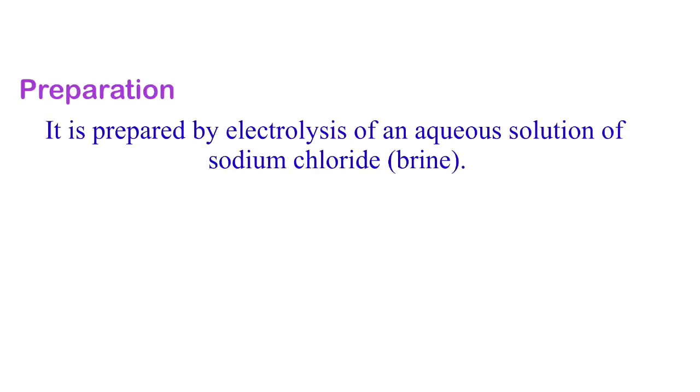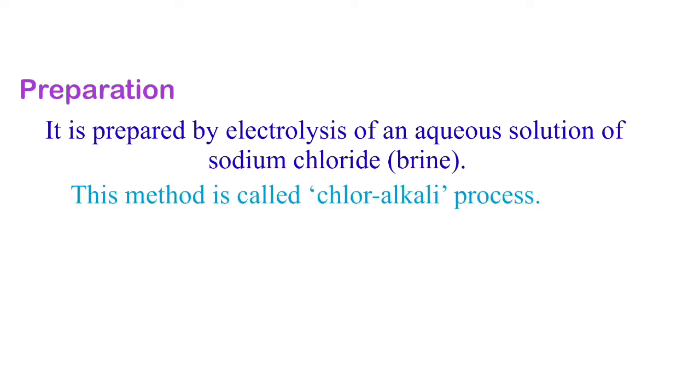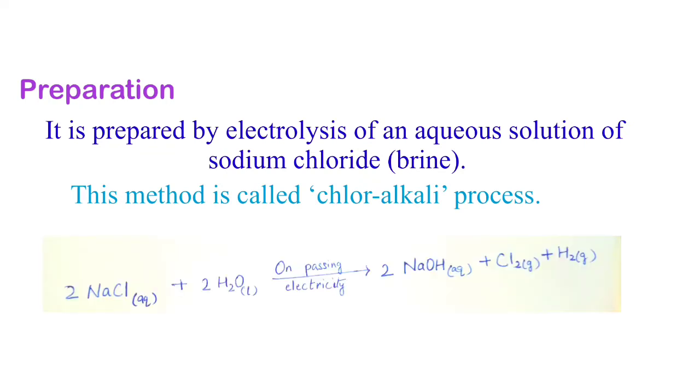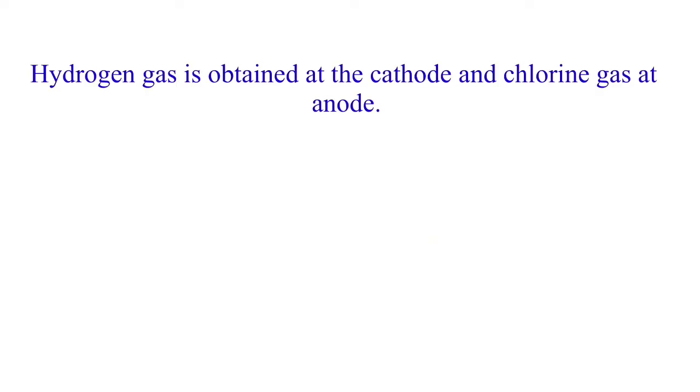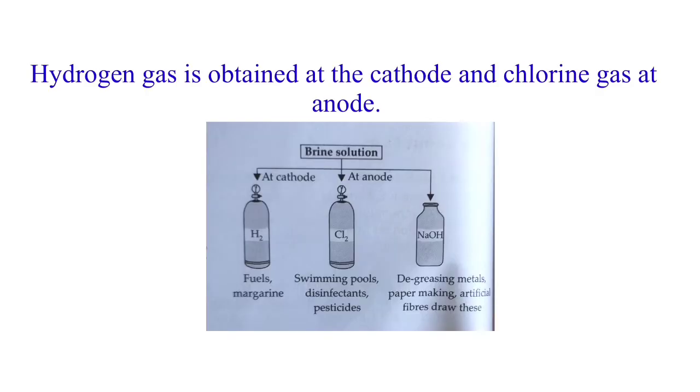It is prepared by the electrolysis of an aqueous solution of sodium chloride, and this solution is also called brine. This method is called the chlor-alkali process because of the products: chlor for chlorine and alkali for sodium hydroxide. Here is the chemical reaction for this process. When electricity is passed through an aqueous solution of sodium chloride, it decomposes to form sodium hydroxide and chlorine, and hydrogen gas is released. Hydrogen gas is obtained at the cathode and chlorine gas at the anode.